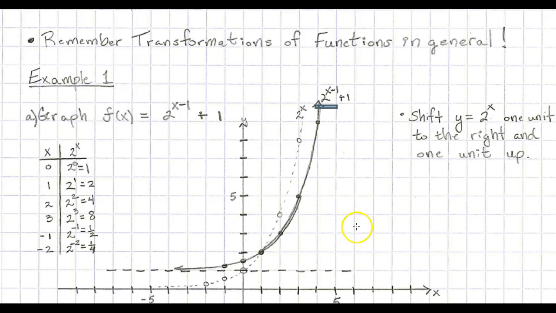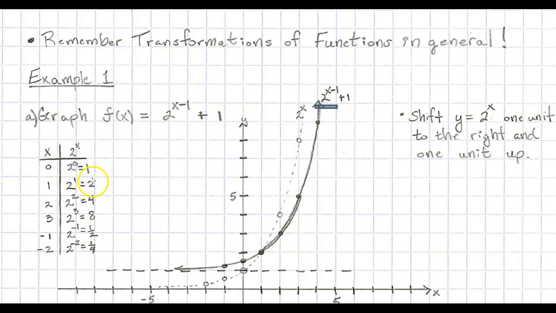For example, if we want to graph f of x equals 2 to the x minus 1, plus 1, think about what this is. This is shifting 2 to the x, so this is like f of x minus 1. That shifts 2 to the x 1 unit to the right, and then adding a constant means it goes up or down the y-axis. So plus 1 means you would shift it 1 unit up. So the easiest thing to do is to get some points for just 2 to the x and then shift it appropriately to get 2 to the x minus 1, plus 1.